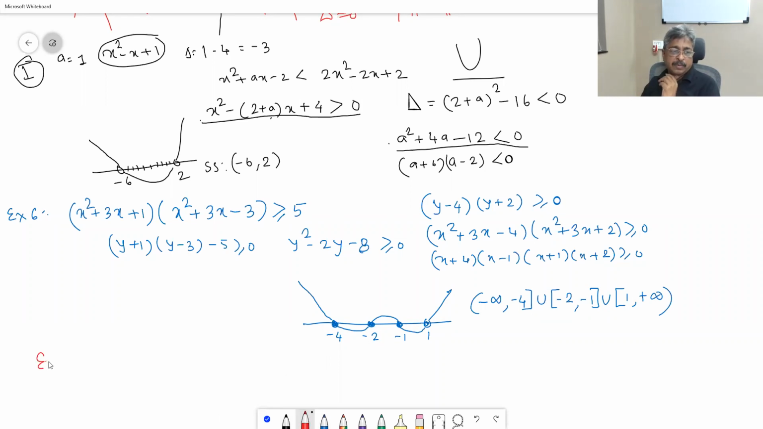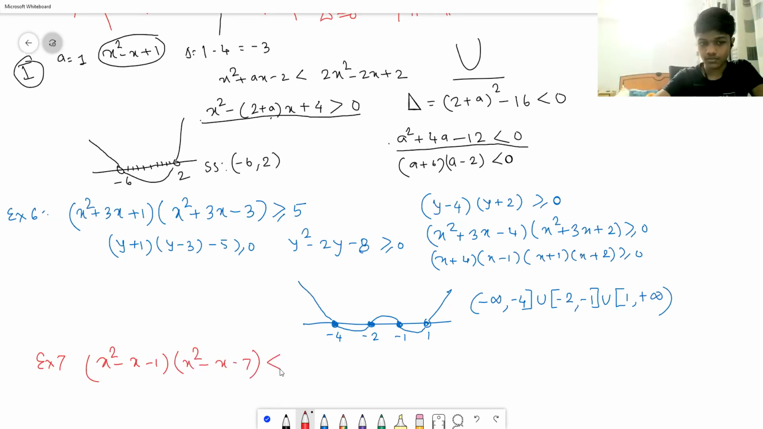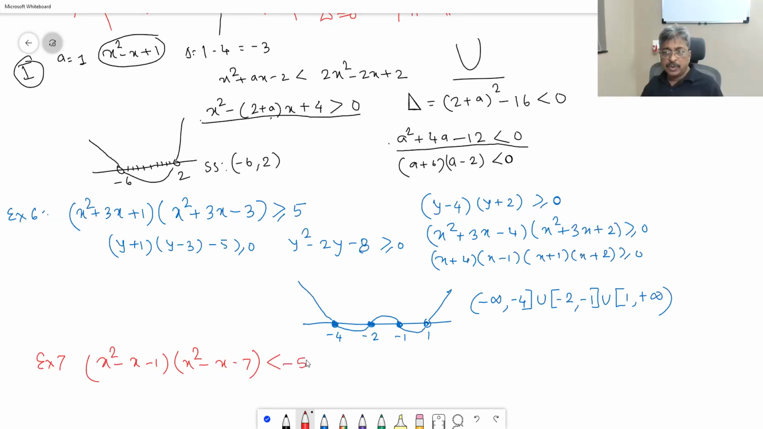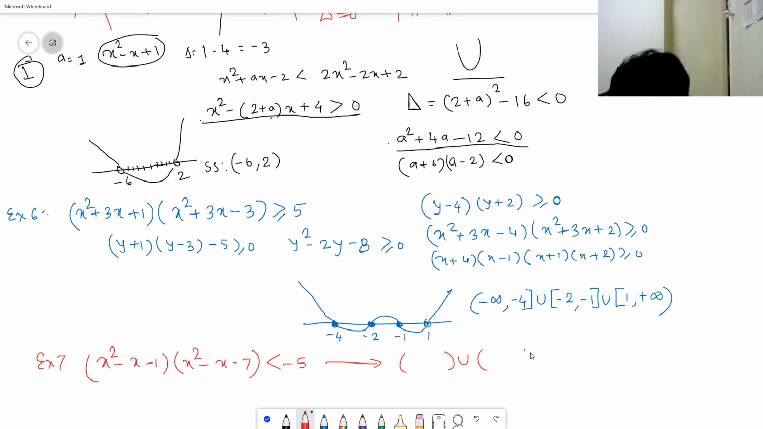Example 7. x square minus x minus 1 into x square minus x minus 7 less than minus 5. You have to do it exactly similarly. Every one of you should get it. This needs to be solved in exactly the same way, so I am not writing the solution, just the answer. What is the answer? Open interval minus 2, comma minus 1, union open interval 2, comma 3.